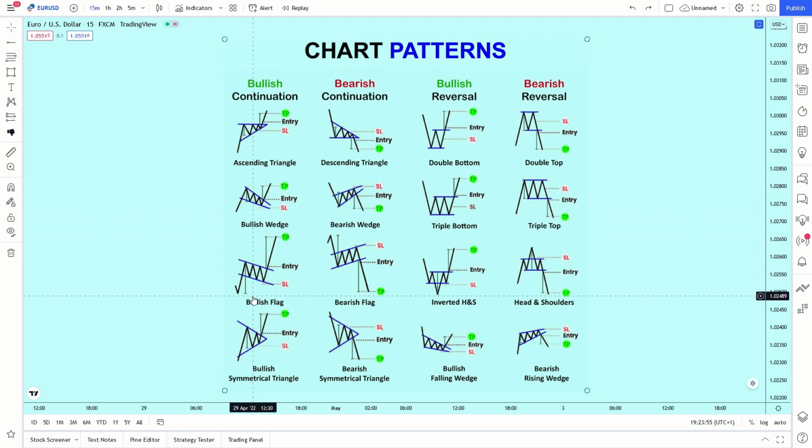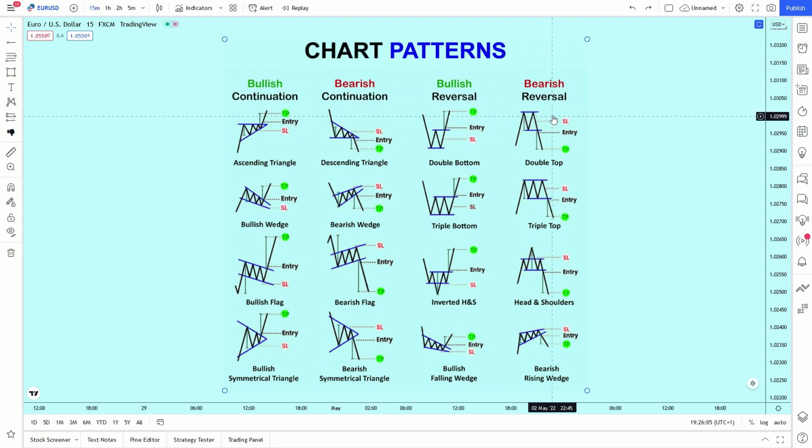For example, here we had the uptrend, then this bullish flag occurred, and what happened next? Price went up. So we consider this as a continuation chart pattern because price continued to go up. Or for example here, we had a downtrend and then this bearish wedge occurred. So price continued to go down.